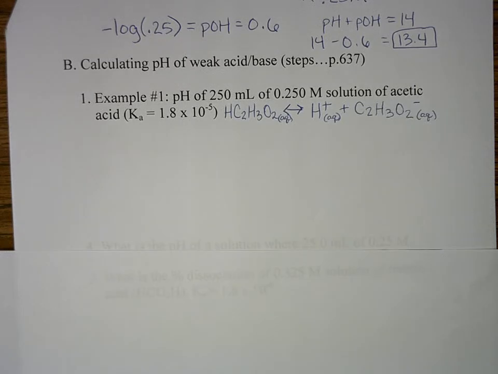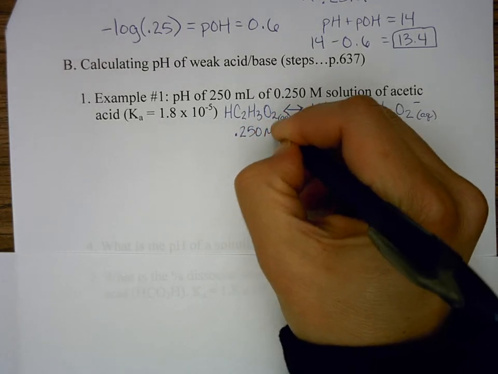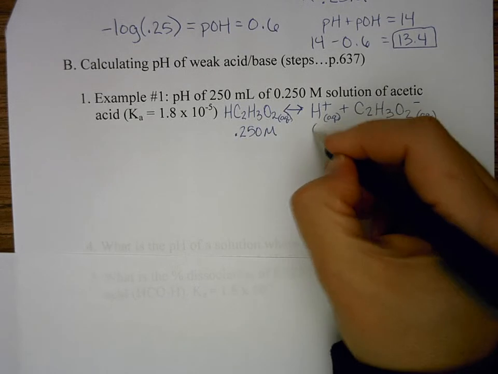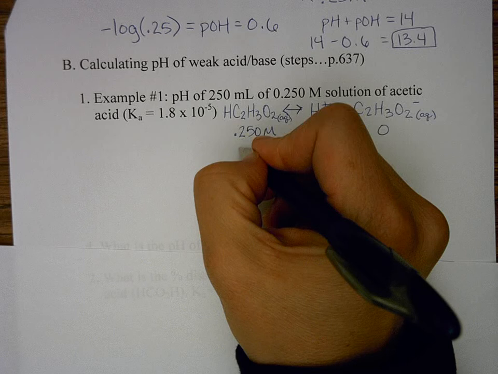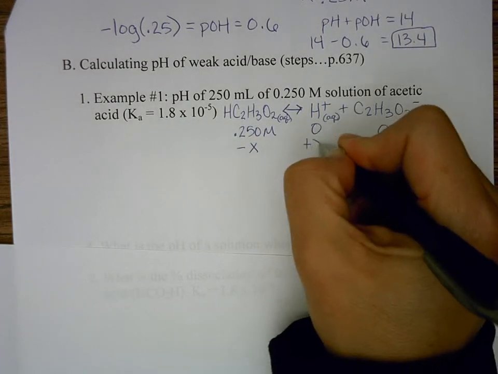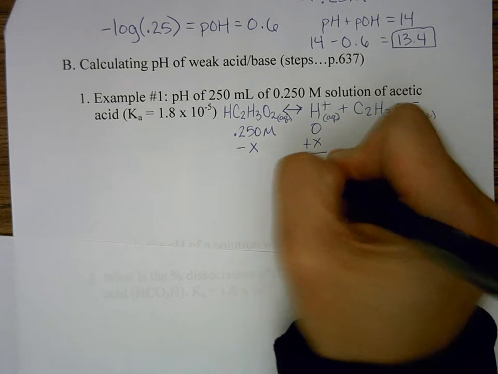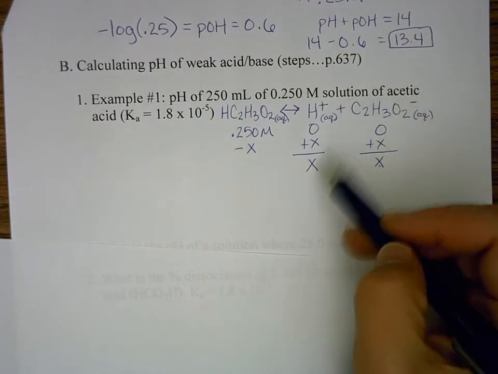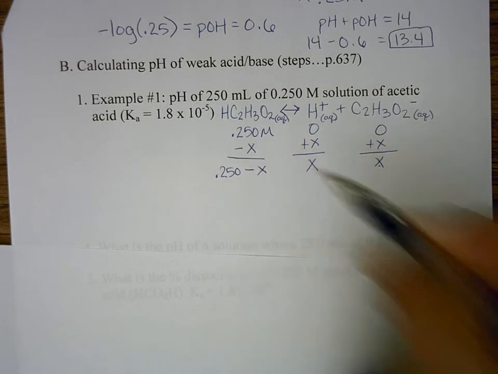When dealing with weak acids, you need an ice table. It gives me the initial concentration, 0.250 of acetic acid. Now, before any of it dissociates at all, I've got 0 here, 0 here. My change, minus x, plus x, plus x. At equilibrium, I'll have x of acetate ions, x hydrogen ions, and 0.250 minus x of acetic acid.